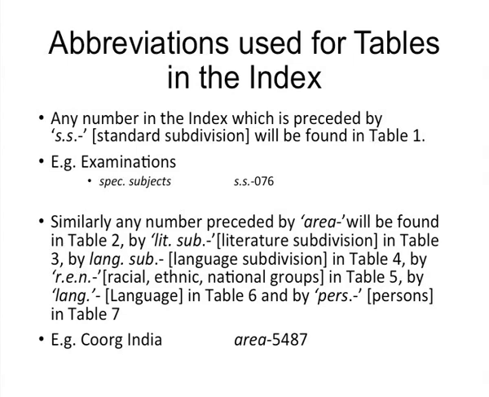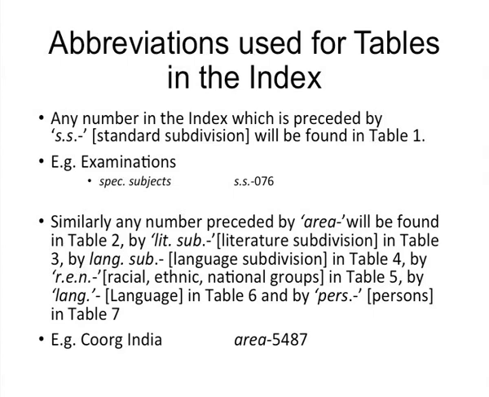Abbreviations are also used for tables in the index. Any number in the index which is preceded by SS, for example, standard subdivisions, will be found in table 1. So, particularly for the seven tables, if any number is given for the table, we have to take it from the table. This has been mentioned before the number. For example, SS-076 is for examinations of specific subjects. So, this number 076 will be found in table 1, standard subdivisions. It has been mentioned before every number which table the number belongs to.